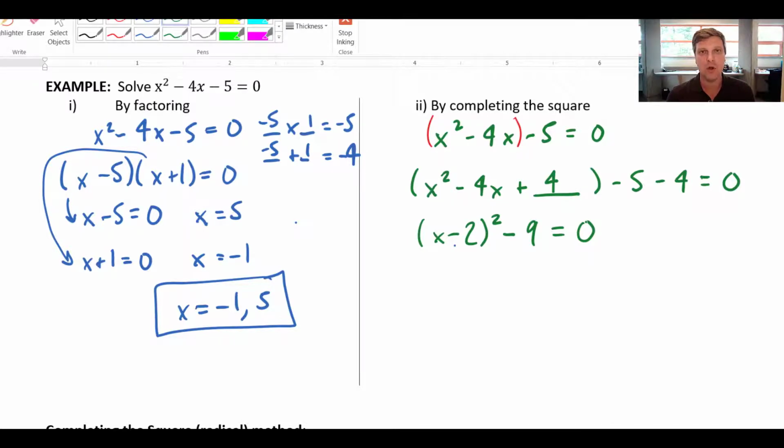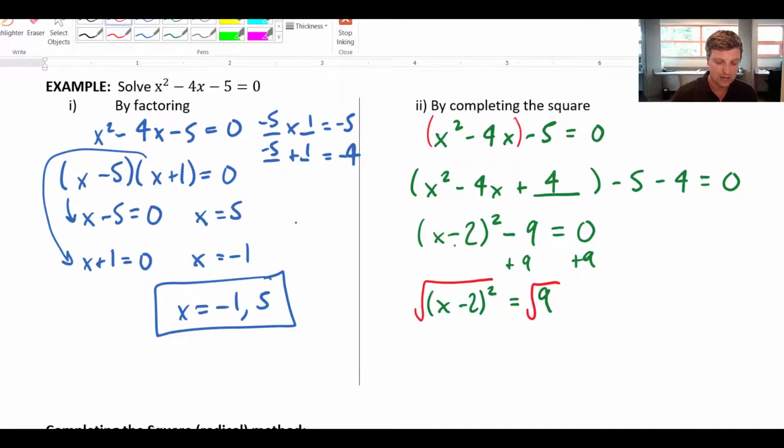But how can we keep going to solve for x? First I need to move that 9. So I'm going to add 9 to both sides of the equation, and I end up with (x minus 2) squared is equal to 9. I want to solve for x, but it's locked away in this bracket, which is being squared. So I'm going to square root both sides of that equation.